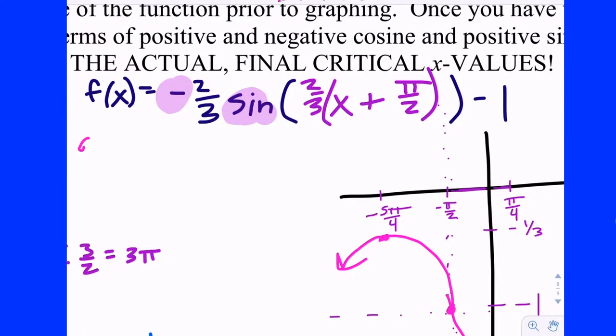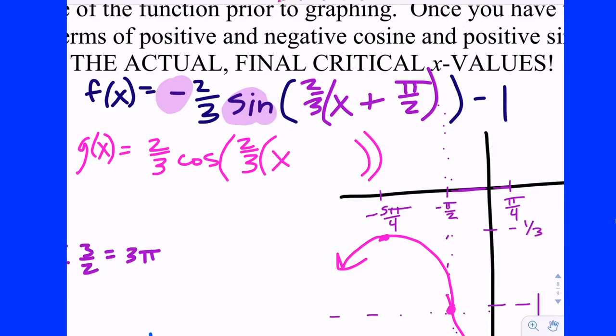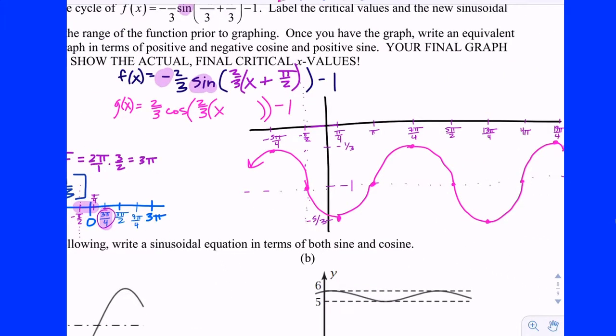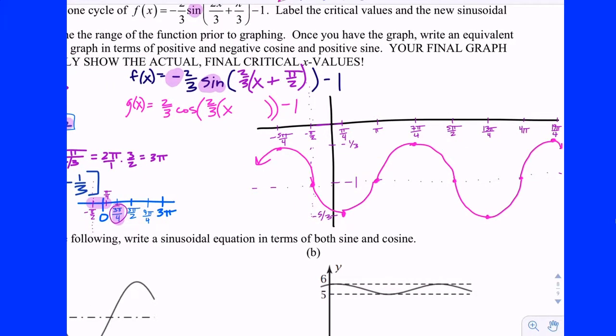I'm going to call it g of x. And a positive cosine is now going to be a positive 2/3 cosine, parentheses. My b value stays the same. The only thing that changes besides the plus in the front is the phase shift. So I leave the x plus or minus blank. And now as a second task, because we want a positive cosine, it starts where? High. So where's your favorite high point? We have 3 of them listed. At what x value?